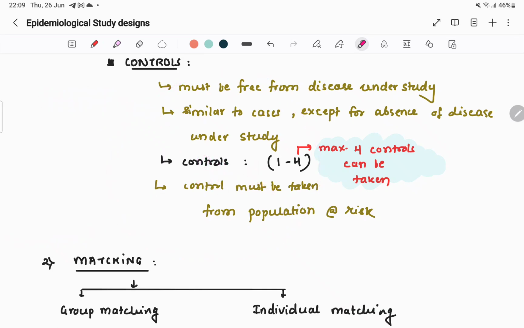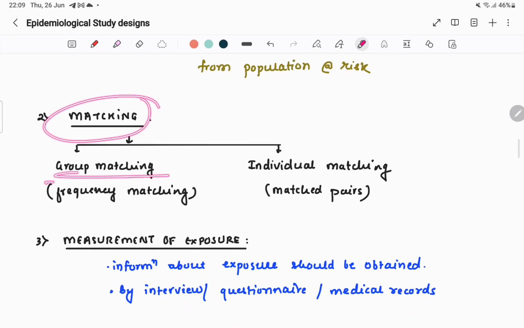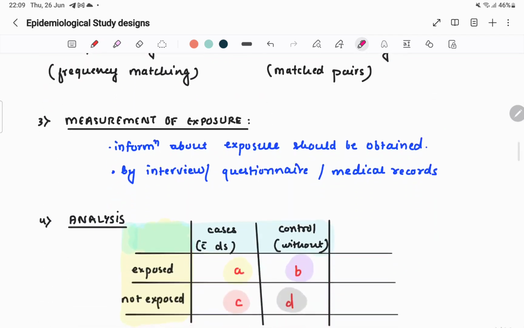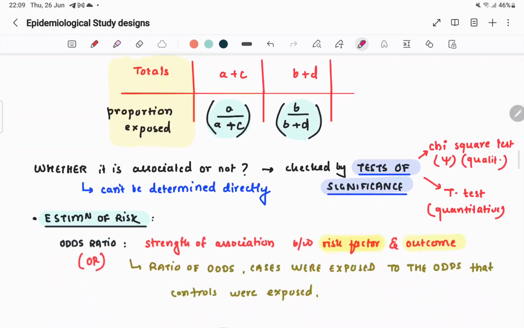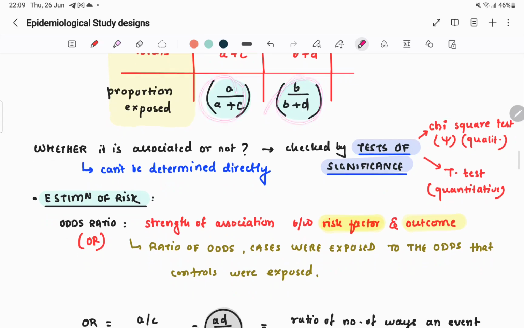Matching can be group matching or individual matching. Then measurement of exposure by interview, questionnaire, medical records, all this. Analysis: I talked about cases, controls, exposed, non-exposed, right? We're comparing this A, B, C, D: A by A plus C, B by B plus D, all this.